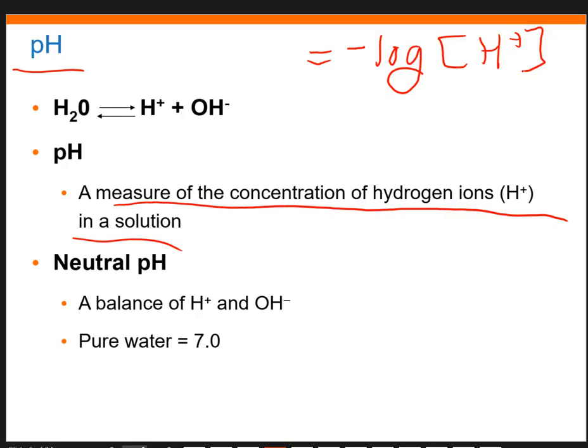So if you had a solution and you measured the concentration of hydrogen ions and then took the negative logarithm of that number, you would get a number for the pH. Now, the pH scale goes from 0 to 14. So you would get some number that's between 0 and 14, and that would be the pH.